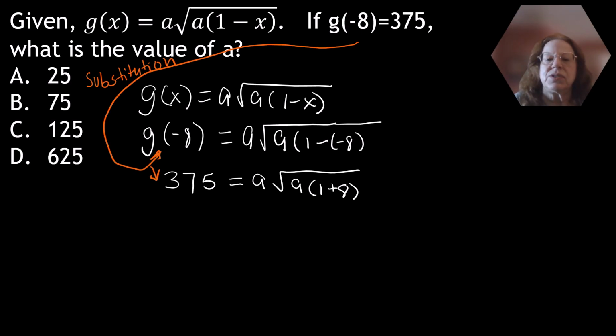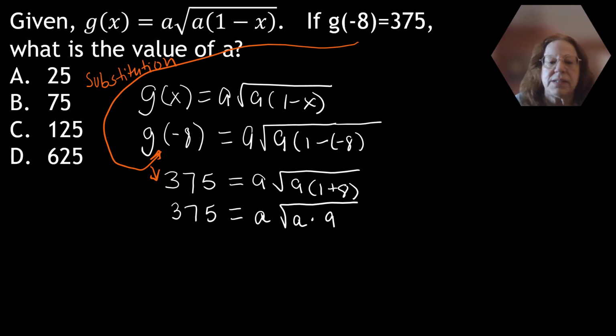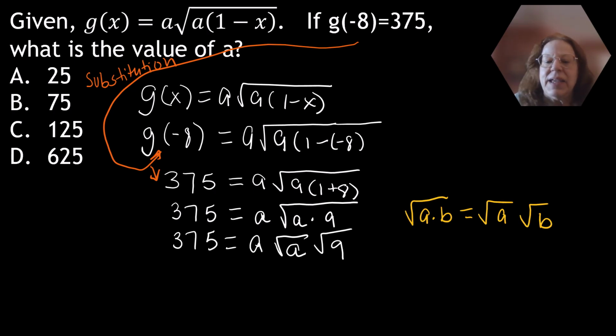So now we're going to substitute, because g of negative 8 is equal to a times the square root of a times 1 minus negative 8, but it's also equal to 375. That's given in the problem. So we substitute 375, and that equals a times the square root of a times 1 minus negative 8, which is 1 plus 8, and that is 9. So 375 equals a times the square root of a times 9.